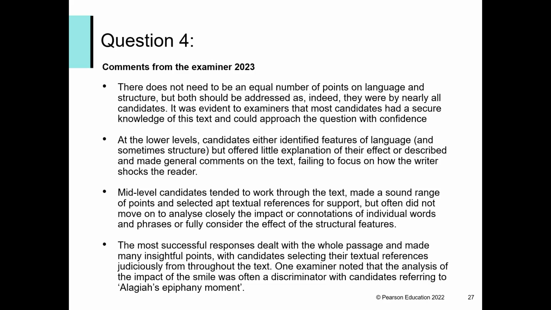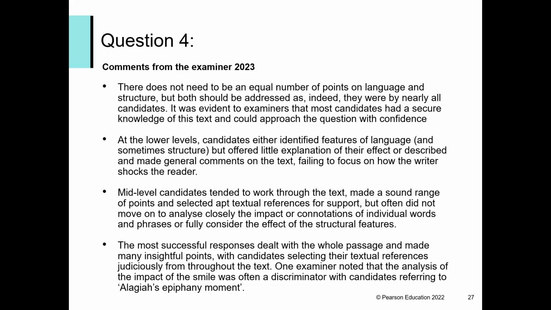Mid-level candidates tended to work through the text, made a sound range of points, and selected apt textual references for support, but often did not move on to analyze closely the impact or connotations of the individual words or phrases, or fully considered the effects of the structural features. The most successful responses dealt with the whole passage and made many insightful points, with candidates selecting the textual references judiciously from throughout the text. One examiner noted that the analysis of the impact of the smile was often a discriminator, with candidates referring to Alagiah's epiphany moment.